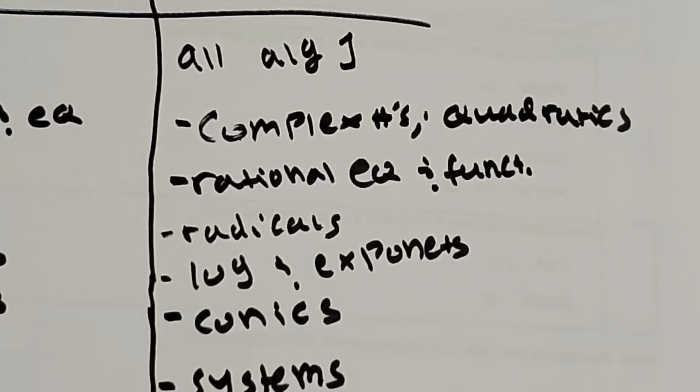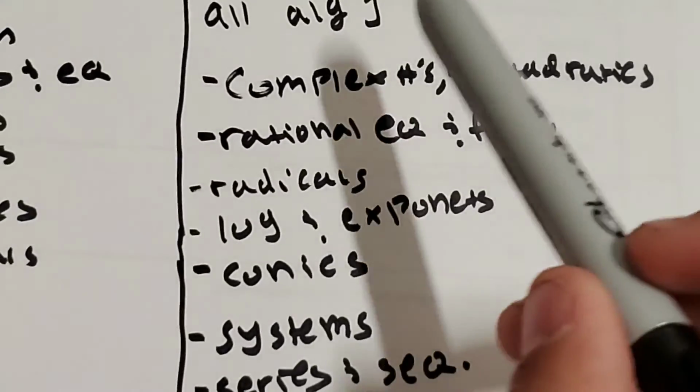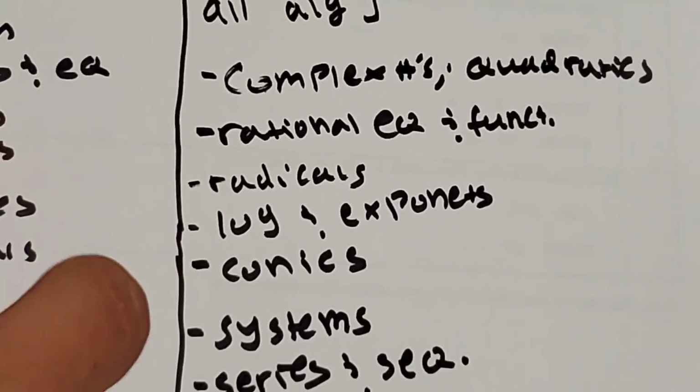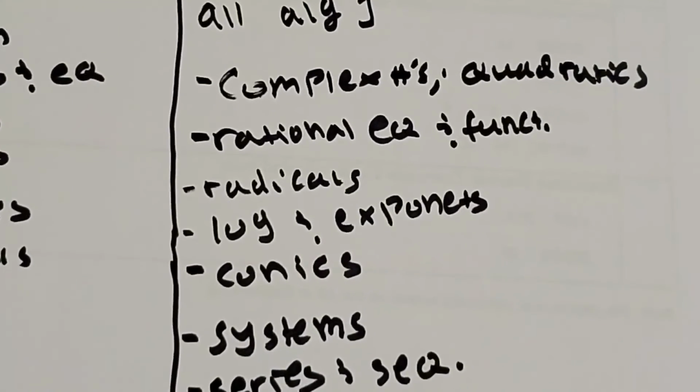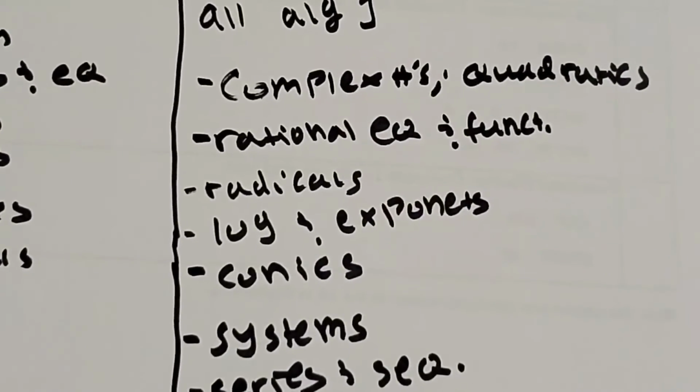And then when we move on to Algebra 2, we'll go more in depth with the stuff from Algebra 1, and then we'll go in depth with new stuff, which is all listed down here: the complex numbers and quadratics, rational equations and functions, polynomials, radicals, logs and exponents, conics, systems, and series. And I might add more to that as we go.